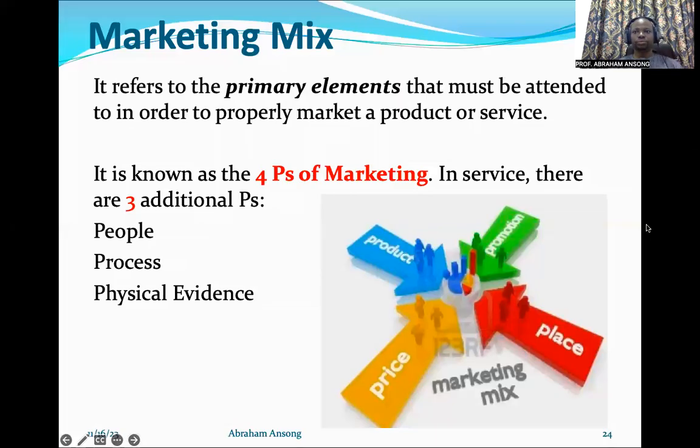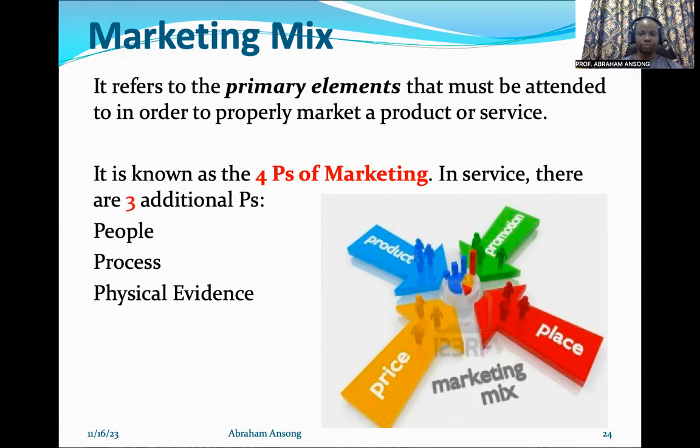You are welcome to part 2 of our lecture on marketing management. Initially, I thought we could have it just in 2 parts, but looking at the content of the rest of the issues that we have to discuss, we may have to do another part. So today we'll be focusing on just product and price.